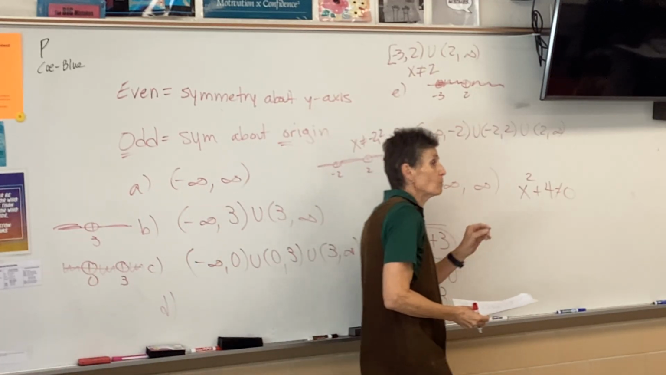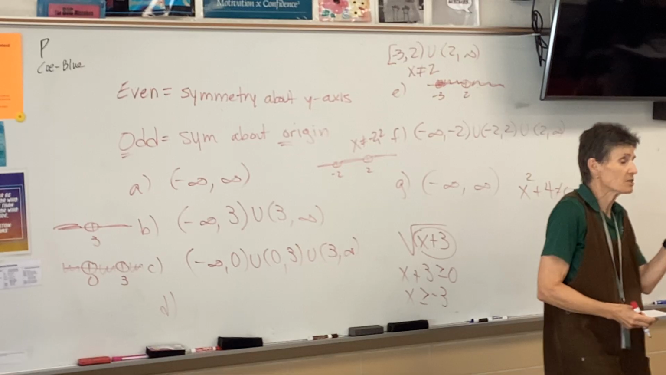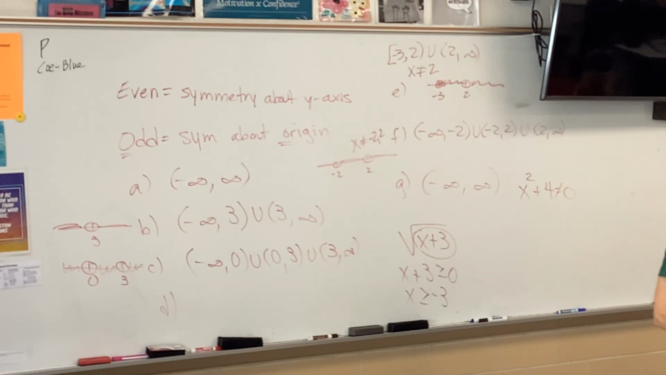With only the wildest, weirdest special exceptions, you will be fine finding domain if you remember 2 things. The denominator cannot be 0, and if you're under a radical, you gotta be positive. Okay? If you remember those 2 things, then domain is not gonna cause you any problems. So let's look at this hard one, D.